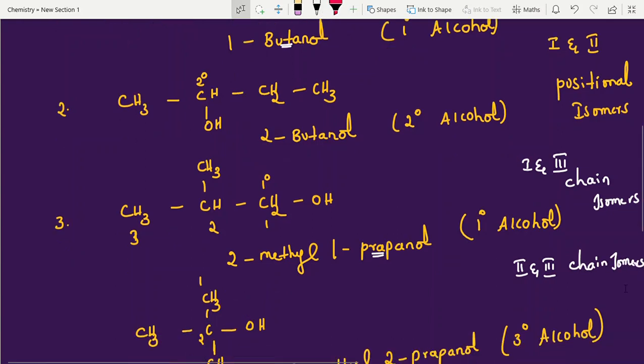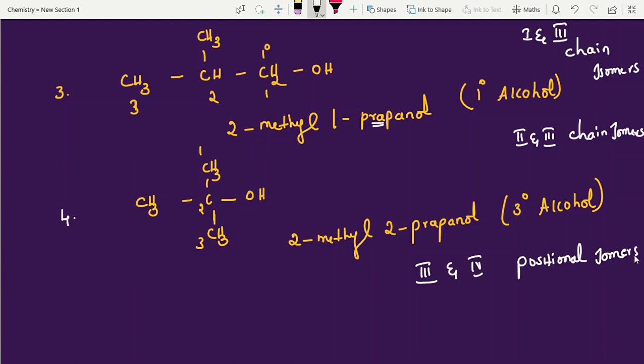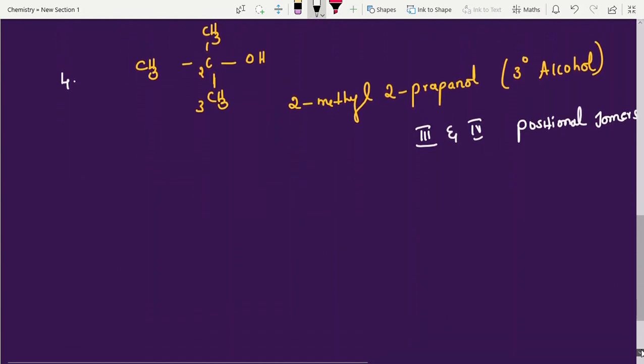Now structures 3 and 4, another combination. Can you guess the answer? Within a minute you have to give the answer. 2-methyl-1-propanol, 2-methyl-2-propanol. That's it: positional isomers. Root word no change. See students, from a single concept how many questions are possible. Please go through this topic. Everybody prepare well. This is one of the most important concepts in functional isomerism.